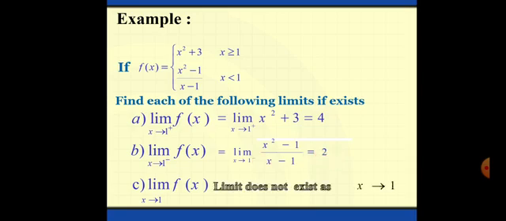Find the limit of f of x when x approaches 1 in general. Here we have the two limits. The right limit and left limit are not equal, so the limit itself in general when x approaches 1 does not exist.